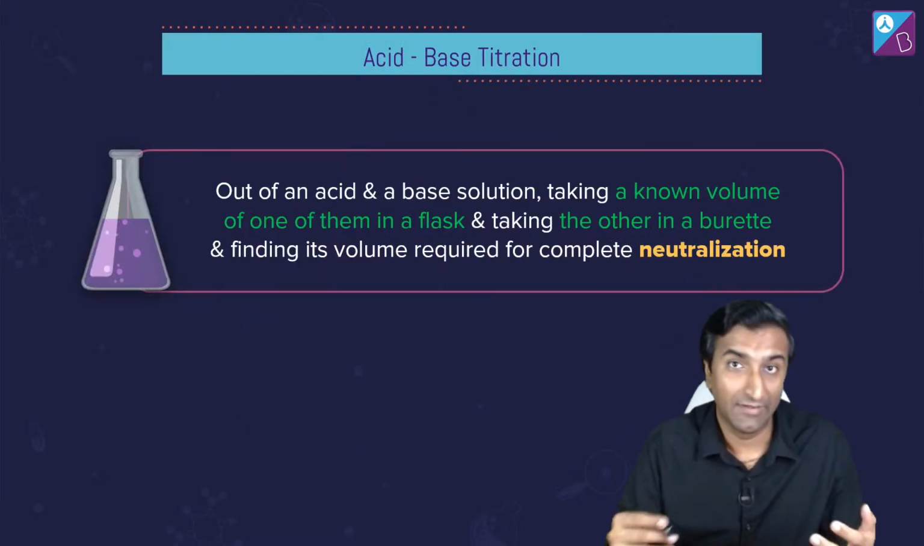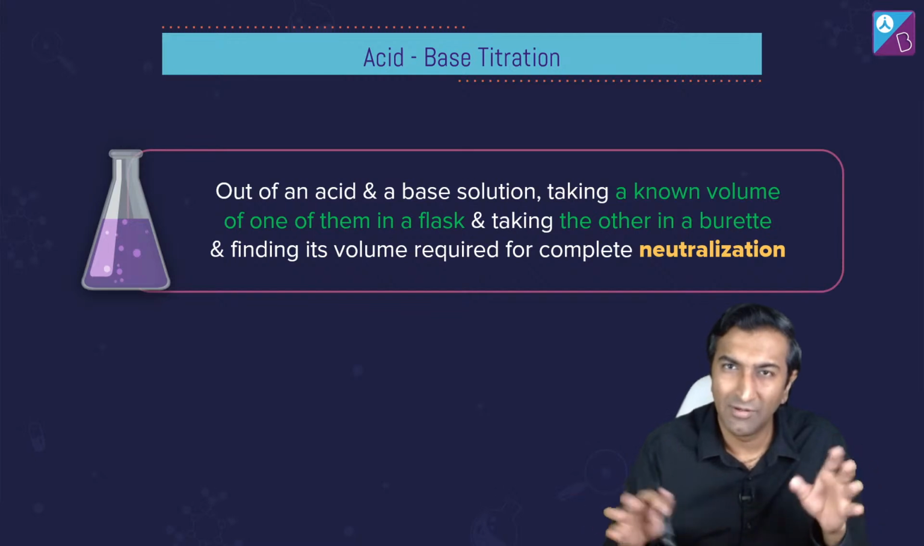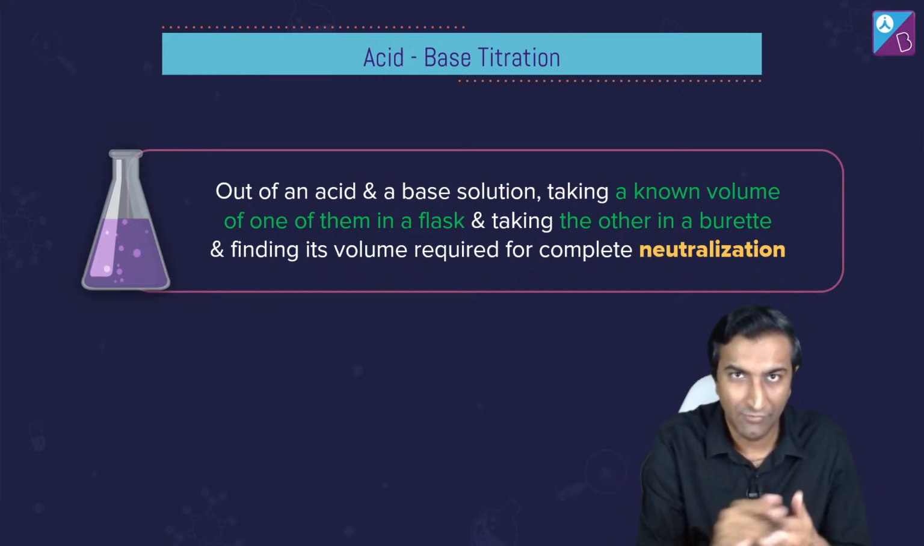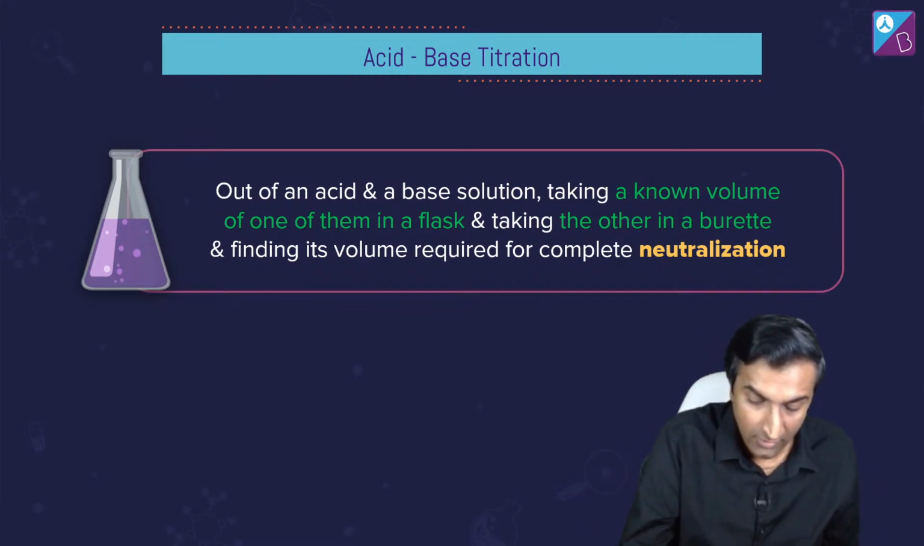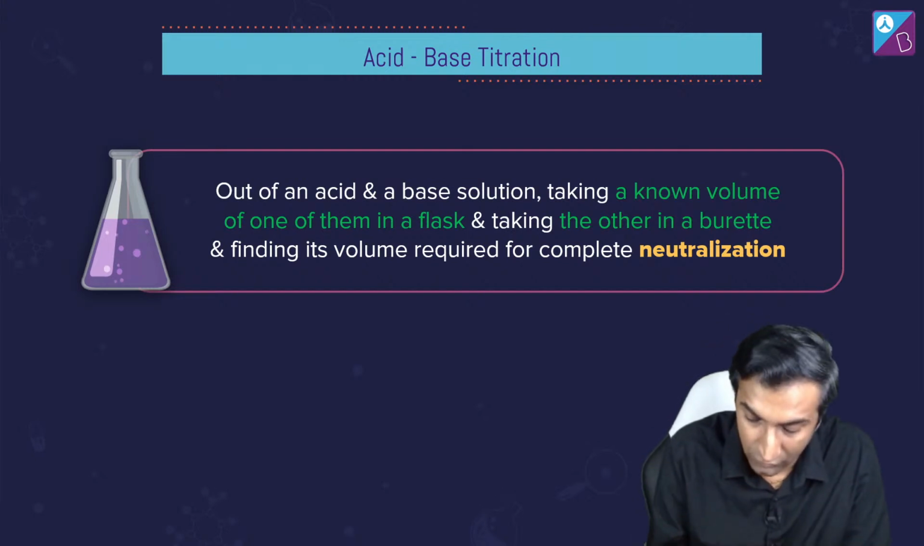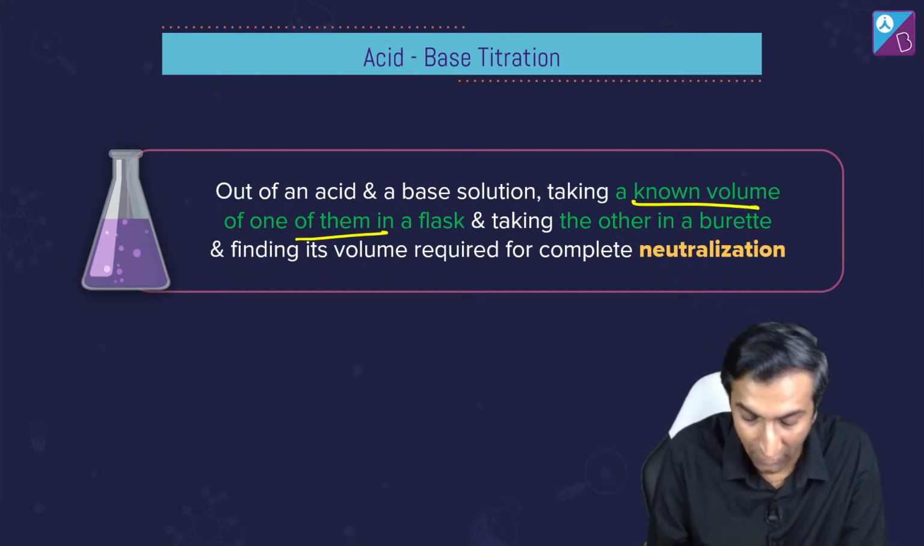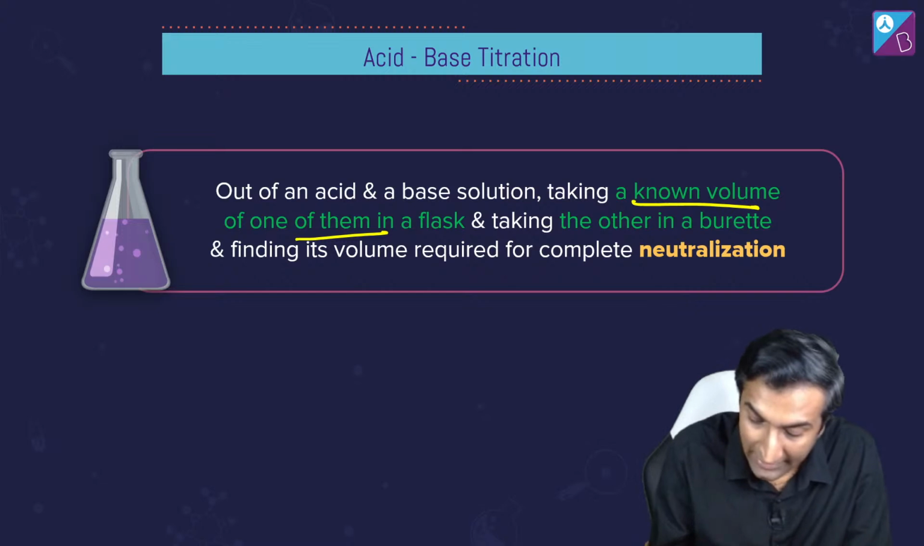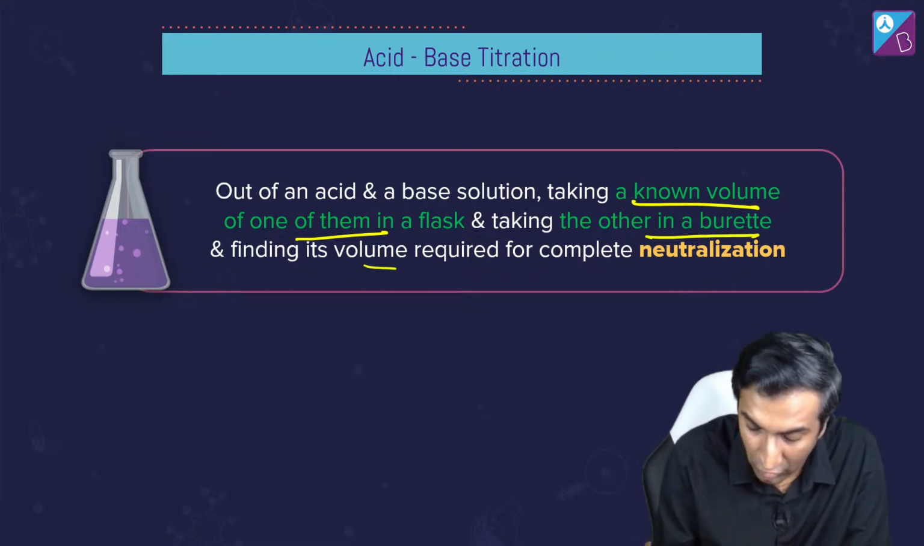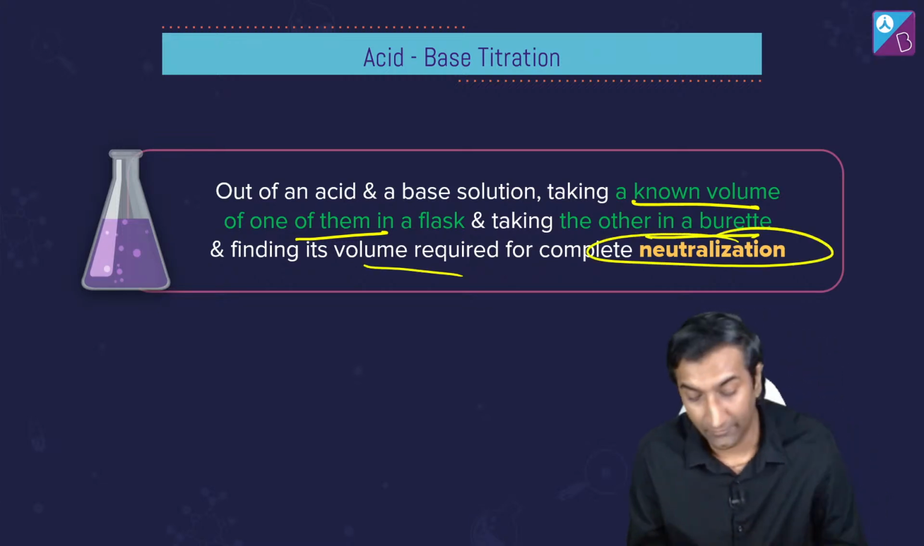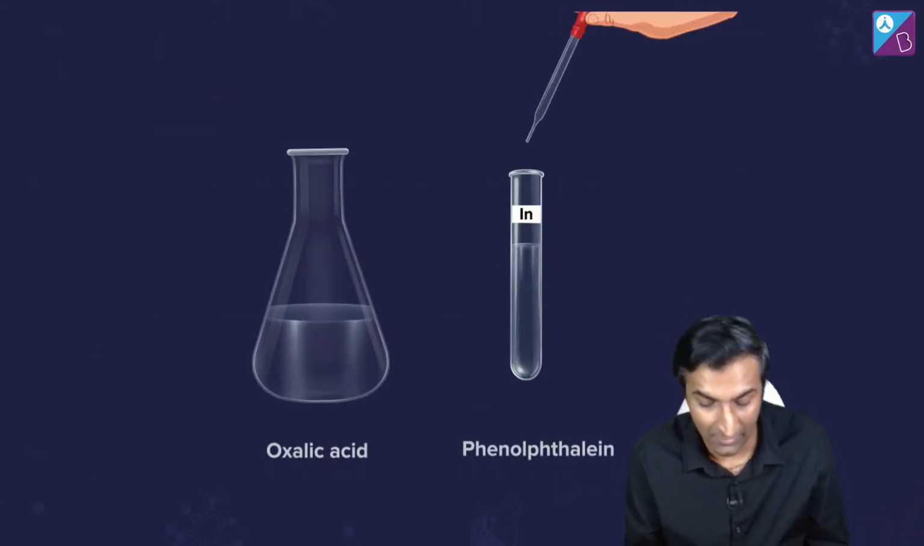Now what's an acid-base titration? मैंने आपको buffer, मैंने काफी high level चीजें already बता चुका हूँ, but we're going back to the basics right now. Okay. Now when you take an acid and a base, you take known volume in one of them in a flask, conical flask में, and take the other in a burette, and you find the volume for complete neutralization. And this is the whole titration wala business.